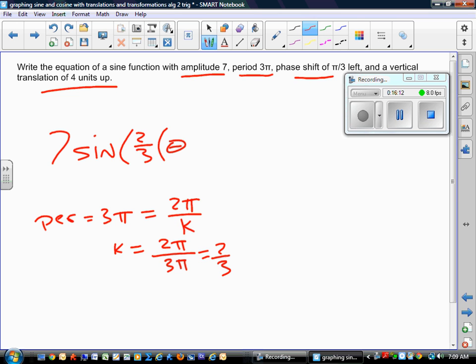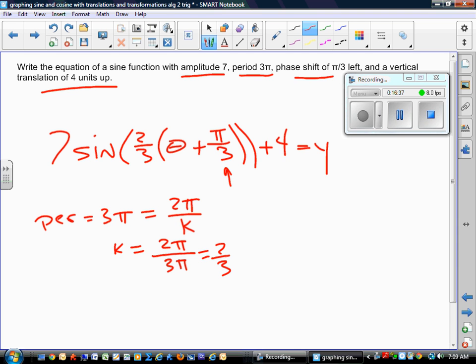I have a phase shift of pi over 3 to the left, so that means I'm adding, and I'll just put pi over 3 right here. That's the beauty of putting it in factored form. You can just throw your phase shift right into that value there. And then I'm going to have a 4 up translation, so pop that on the outside. Set that all equal to y, and I'm out.